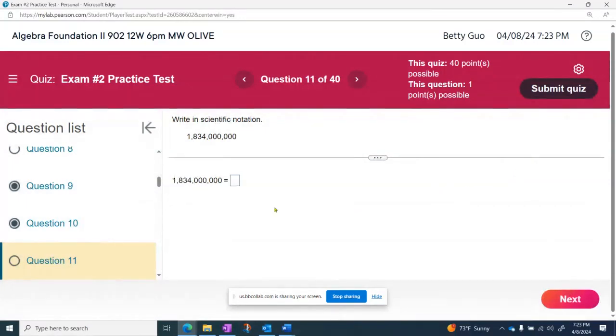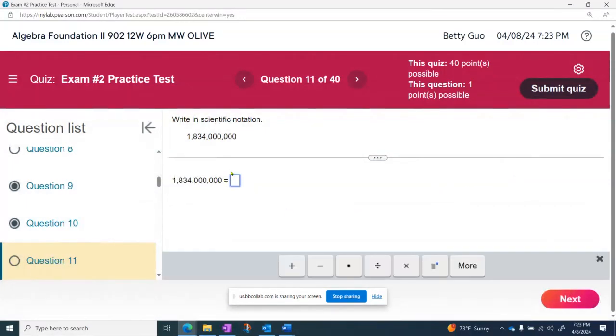Scientific notation. This is a very large number. So firstly, we move the decimal point somewhere to get a number between 1 and 10. It's going to have to be 1.834. Be careful with the decimal point and the comma on the keyboard.